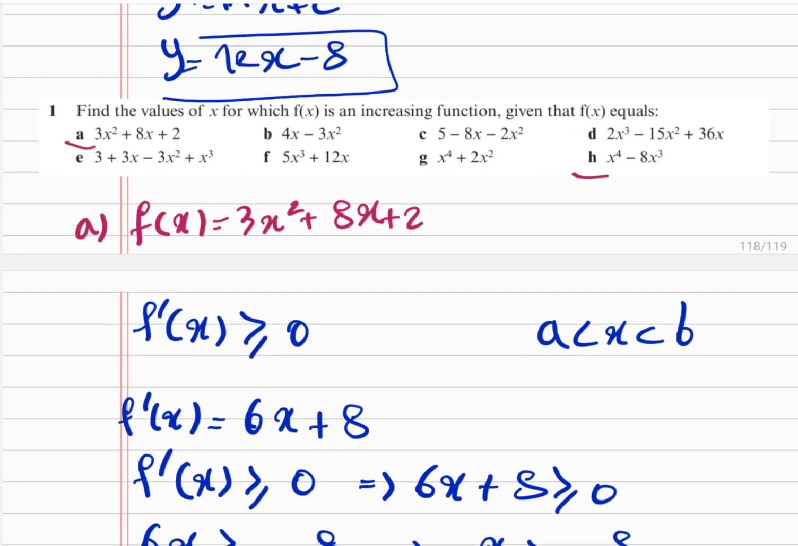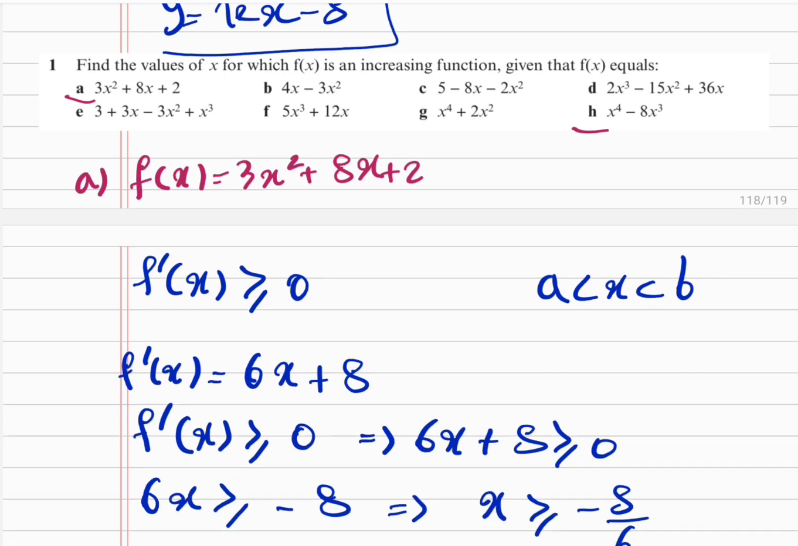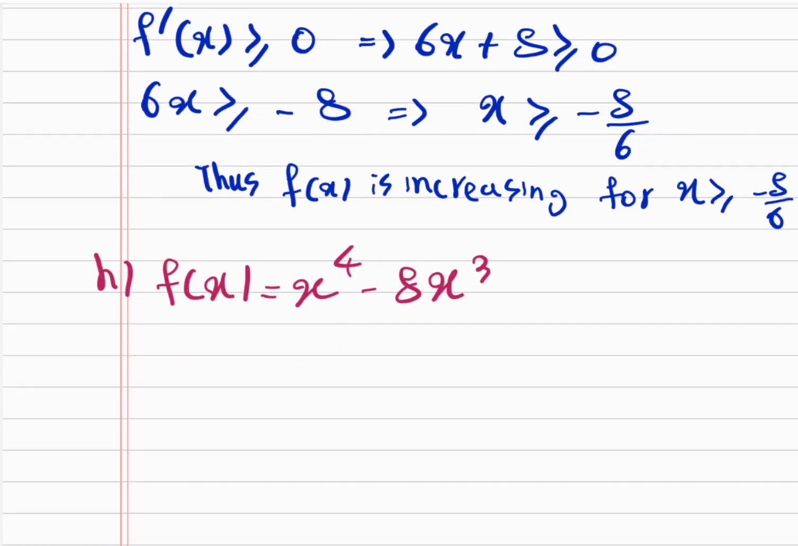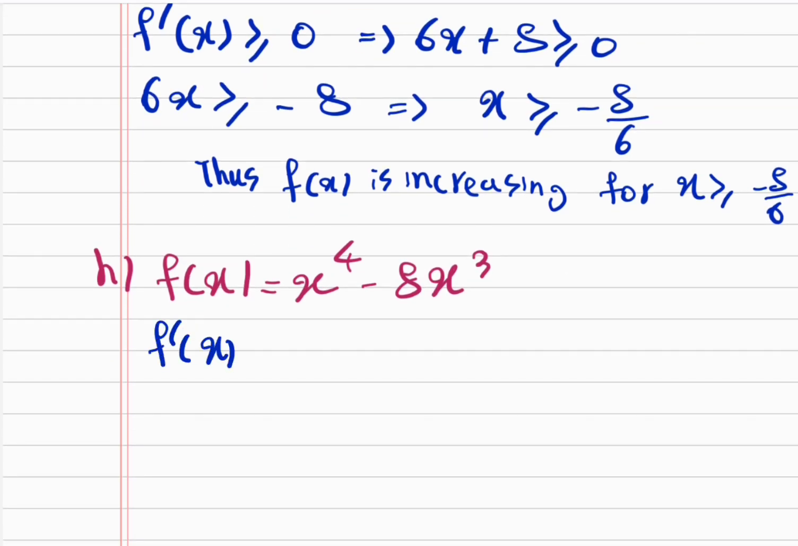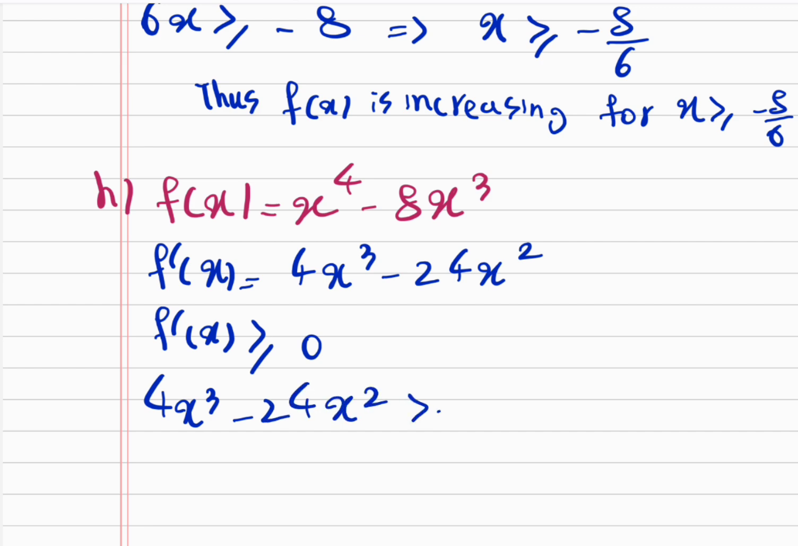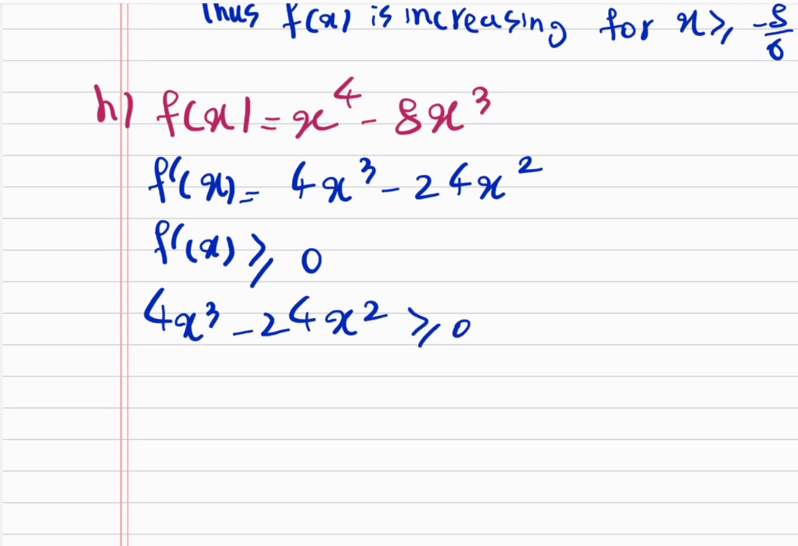And let's do another one, which is part H. So we have x to the power of 4 minus 8x cubed. Right, let's first differentiate. So we have 4x cubed minus 24x squared. Then we need to solve the inequality that f dash x is greater or equal to 0. So that means 4x cubed minus 24x squared is greater or equal to 0. So we can divide both sides by 4 to simplify this first. We get x cubed minus 6x squared is greater or equal to 0.